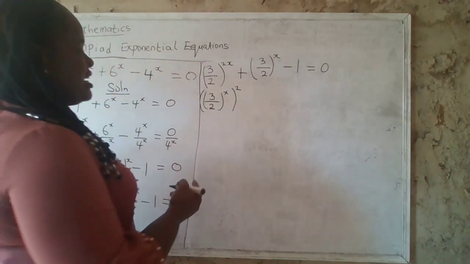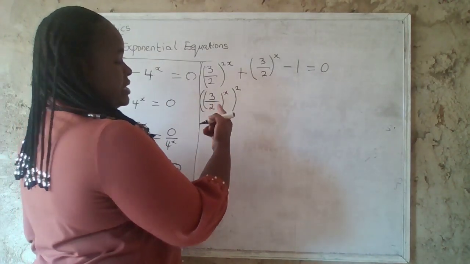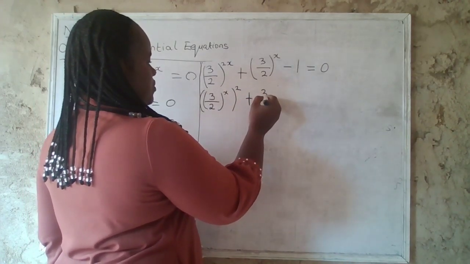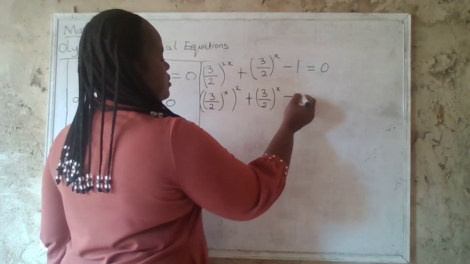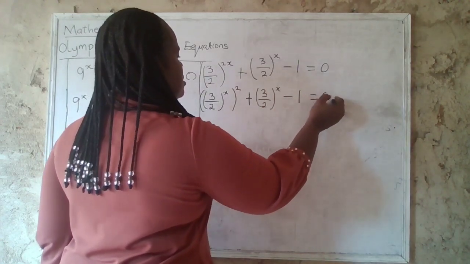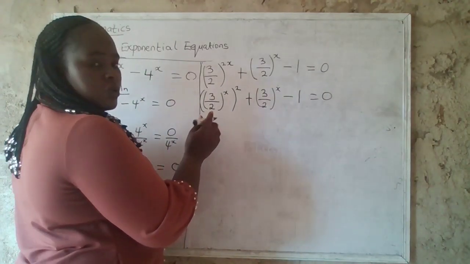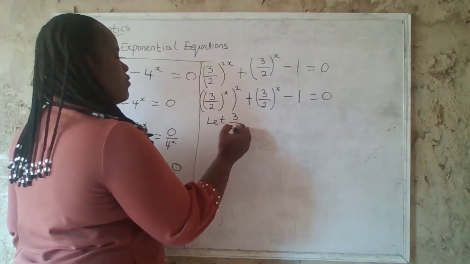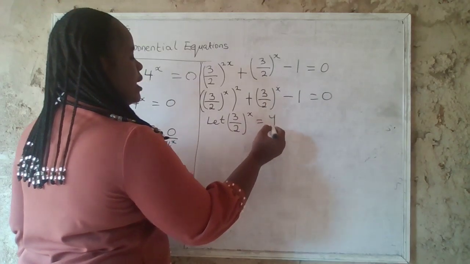This is so that we can let our 3 over 2 all raised to power x be equal to something, plus 3 over 2 all raised to power x minus 1 equals 0. This looks like what we have been doing. So we can now continue to say, let 3 over 2 all raised to power x be equal to y.